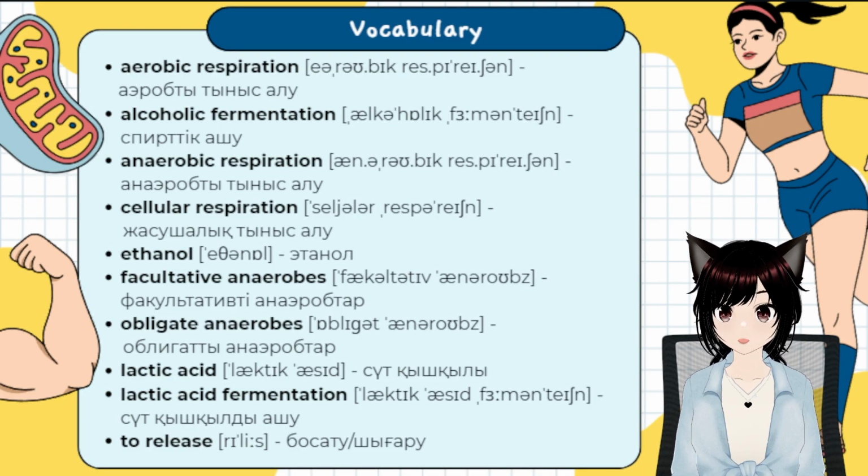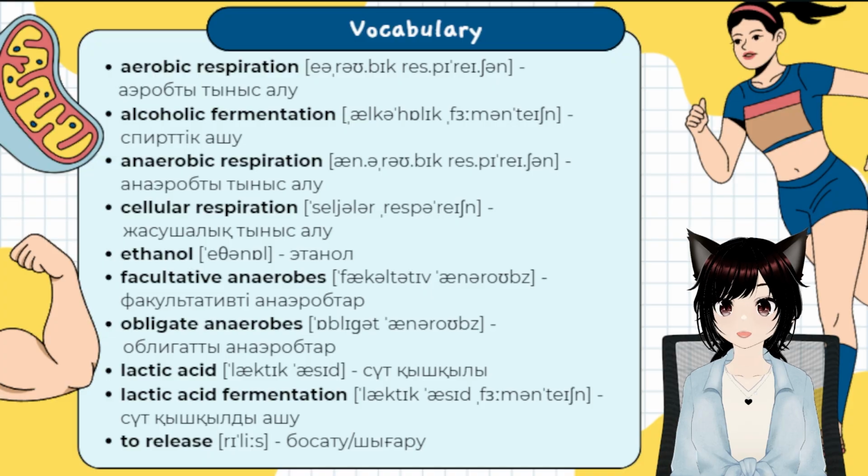Now, let's review our key vocabulary for this topic. You can repeat it after me to practice your pronunciation. Aerobic respiration, аэробты тыныс алу. Alcoholic fermentation, спирттік ашу. Anaerobic respiration, анаэробты тыныс алу. Cellular respiration, жасушалық тыныс алу.